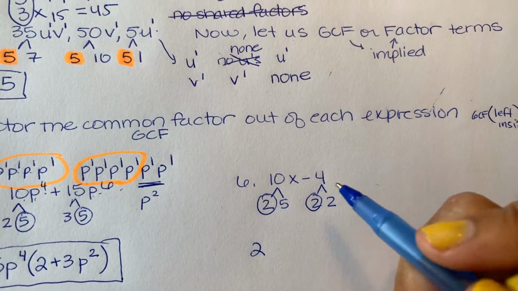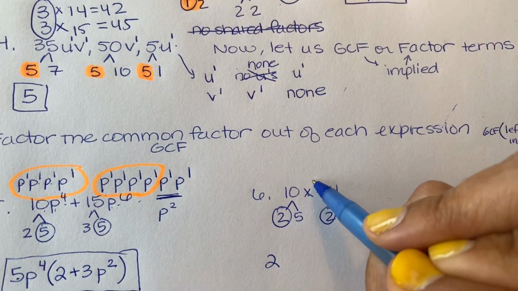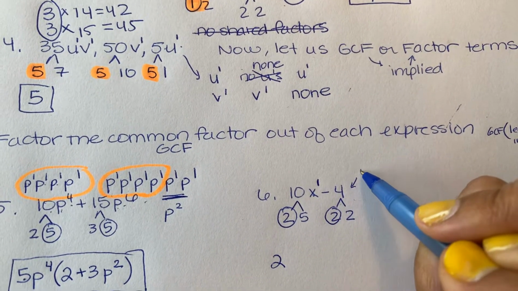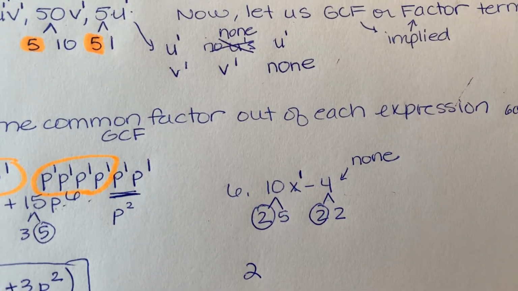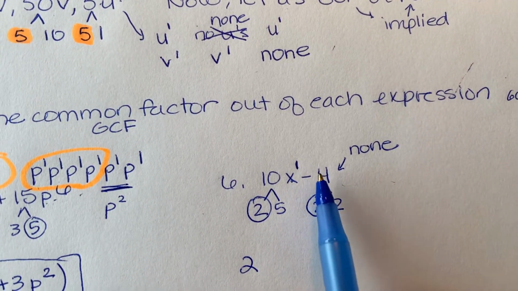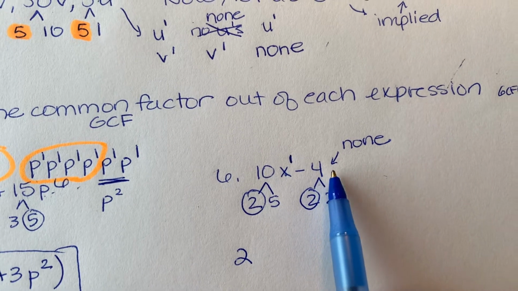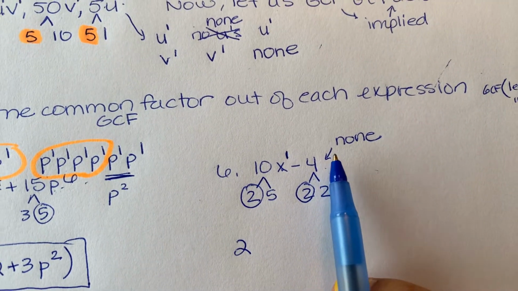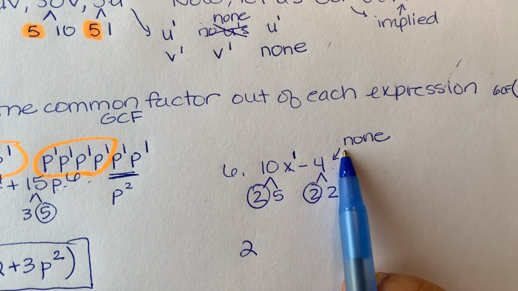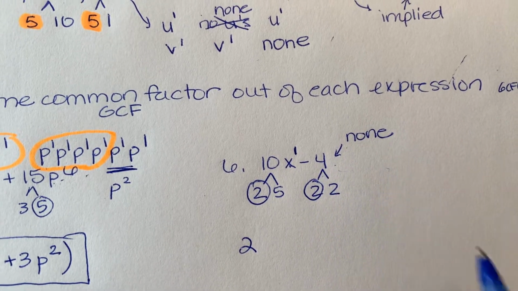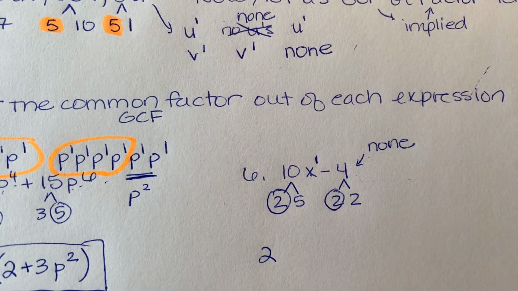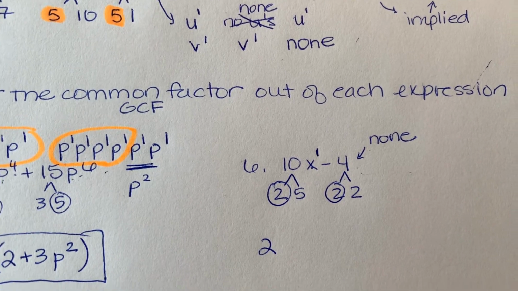All right, so now look at x's. Here's x to the 1. You have none. You have no x's here. This is a constant term. There is no base. There's no variable. And so 0 wins because 0 is shared. And so that's all you can pull out.